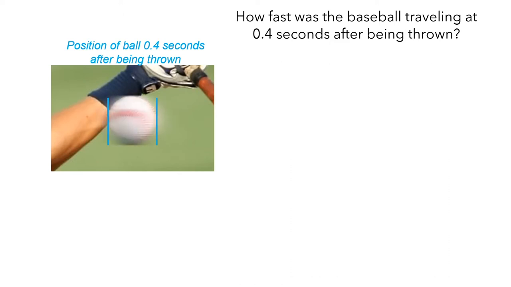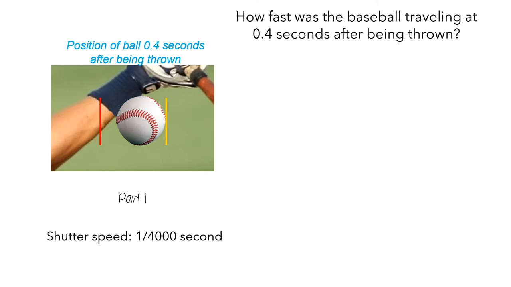Previously, to figure out the average speed of the ball while the shutter was open, we looked at the entire length of the blurry ball in the photo. Now, what if, instead of a camera with a shutter speed of 1/2000th of a second, we used a shutter speed of 1/4000th of a second? Then we can think about splitting the blurry image into two parts, each of which corresponds to 1/4000th of a second time interval. In the part that corresponds to the first 1/4000th of a second interval, we know that the ball moved from here to here. Thus, the ball traveled this far in that 1/4000th of a second.